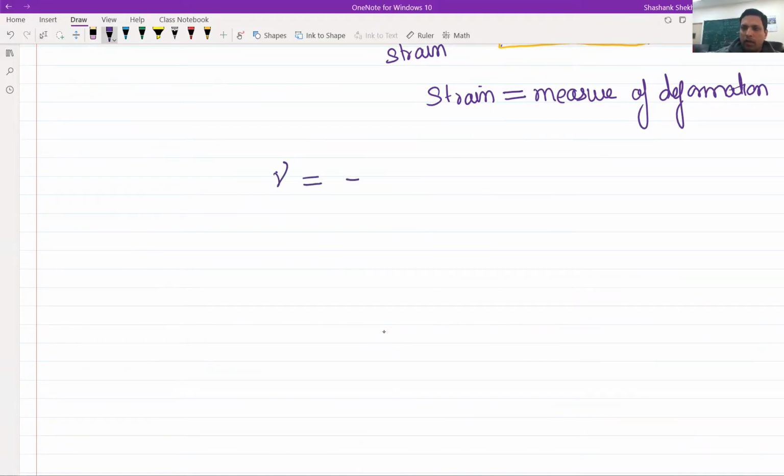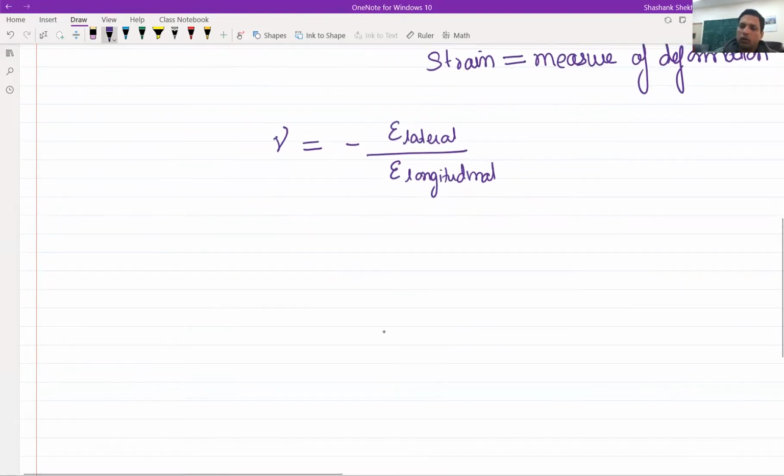This is given by negative of lateral strain by longitudinal strain. So there is already a negative sign added over here. And therefore, when you look at the value of nu, it will mostly be positive. And for ideal plastic deformation where volume must remain constant, you can easily show that this must come out equal to 0.5.